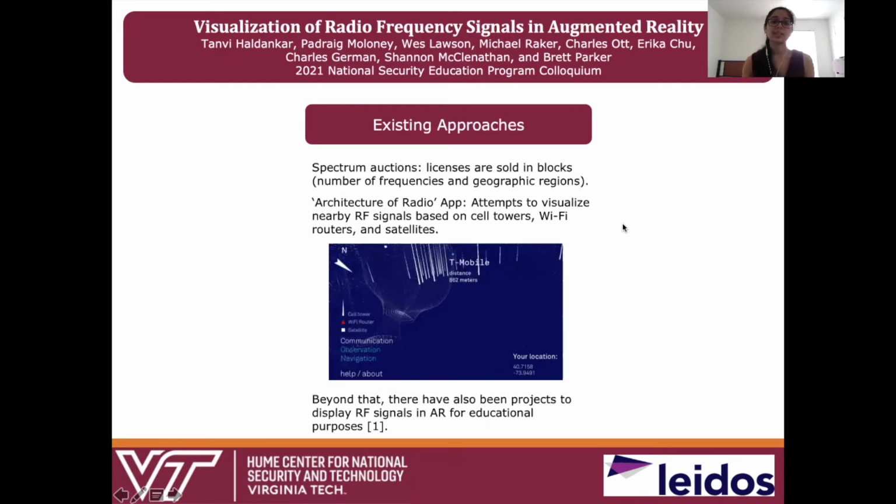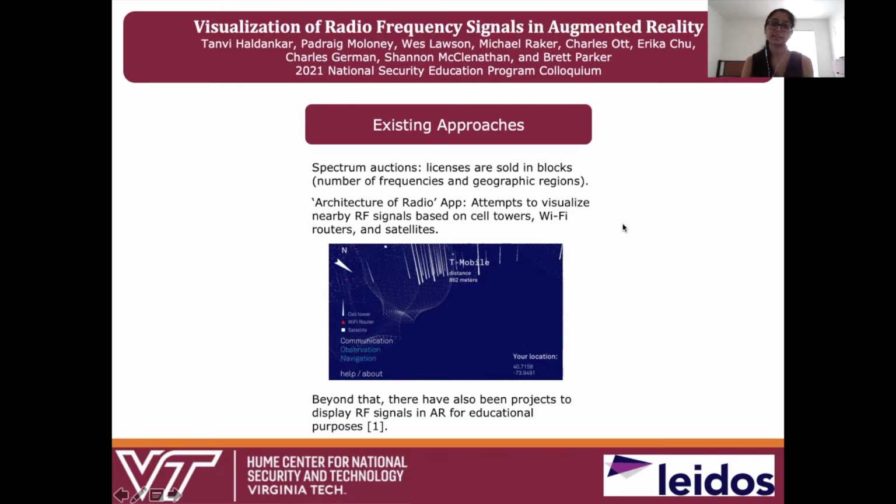The current way that the electromagnetic spectrum is allocated is actually through spectrum auctions. Companies and other stakeholders bid to have access to blocks, which include a number of frequencies in a geographic region. For better allocation, 3D visualizations were necessary in order to understand when conflicts will arise.